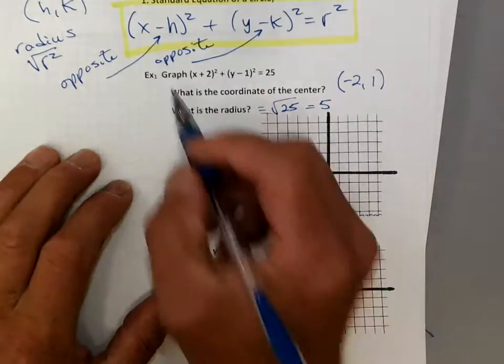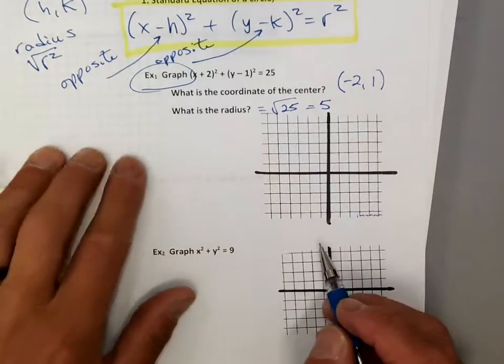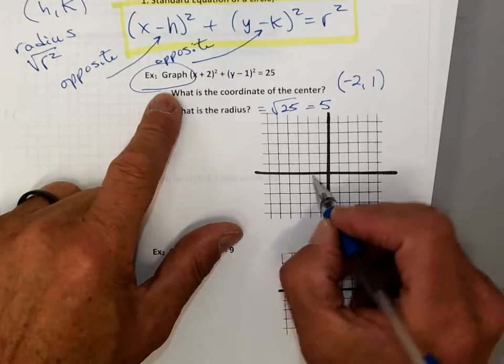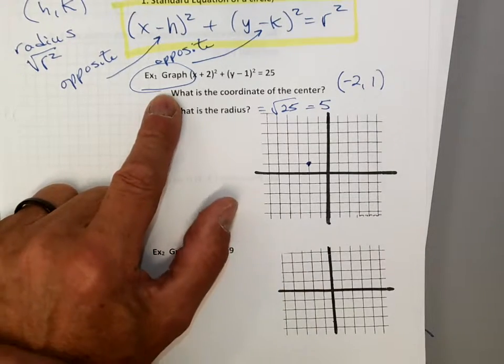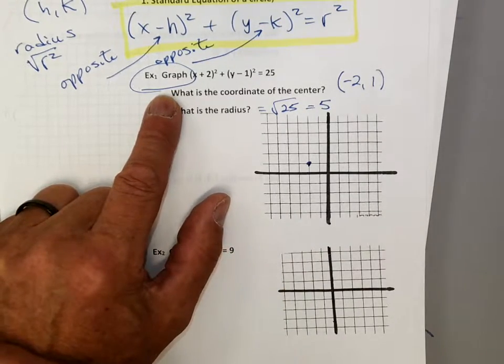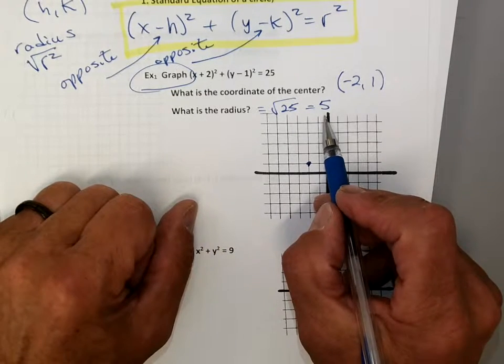So let's graph this circle, okay? The center's at -2, 1. There's my center. So I'm just going to graph that point. And then, since the radius is 5, right?